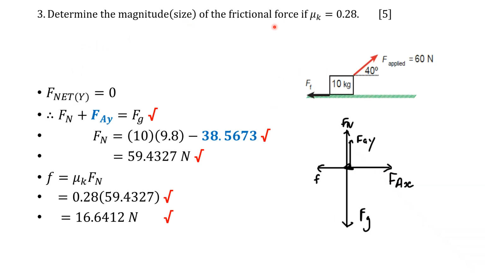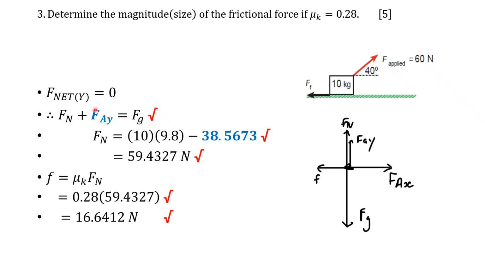Determine the magnitude or the size of the frictional force, mu k. Alright, so we want friction there. To get to friction, I need to get normal force, right? But a normal force doesn't equal force of gravity. So this object, the 10 kg, is not moving up or down, but it's moving horizontally across. So my forces in the y direction are balanced. Therefore I can say F net equals 0 for my forces in the y direction. So my normal force plus my force applied in the y direction must equal my force of gravity.